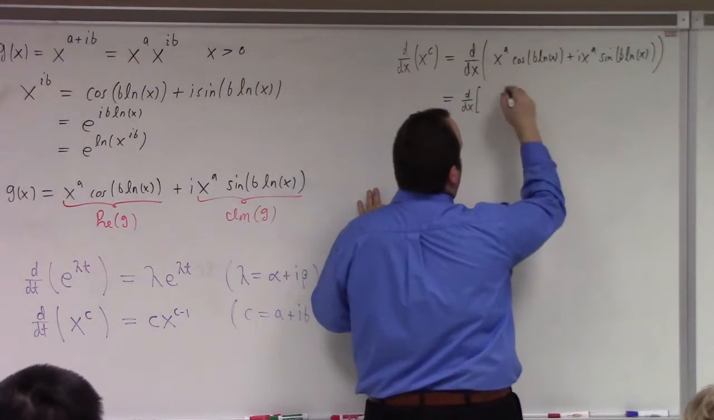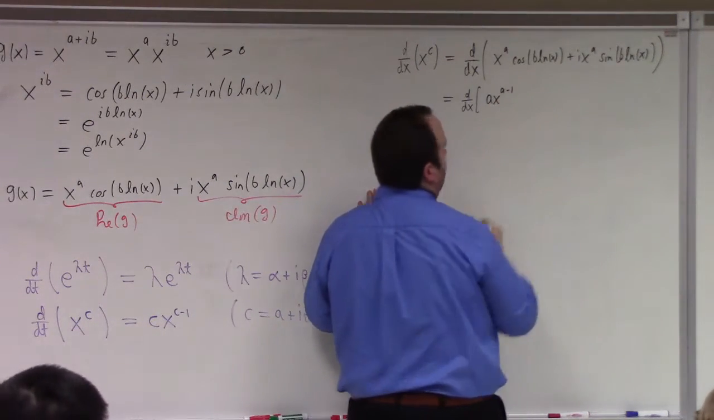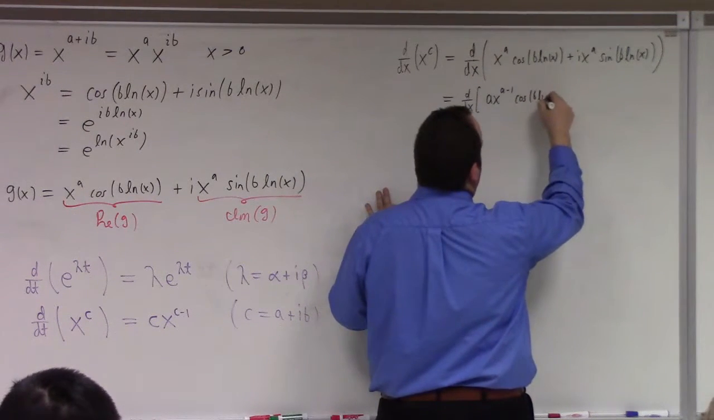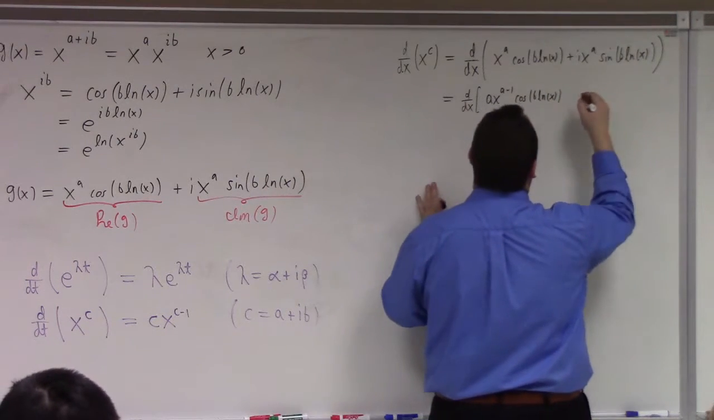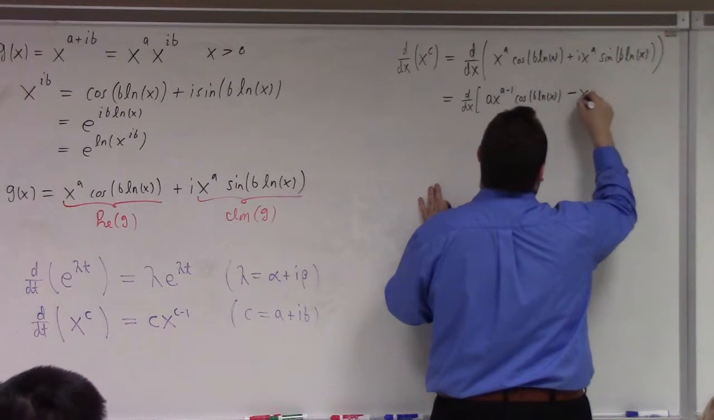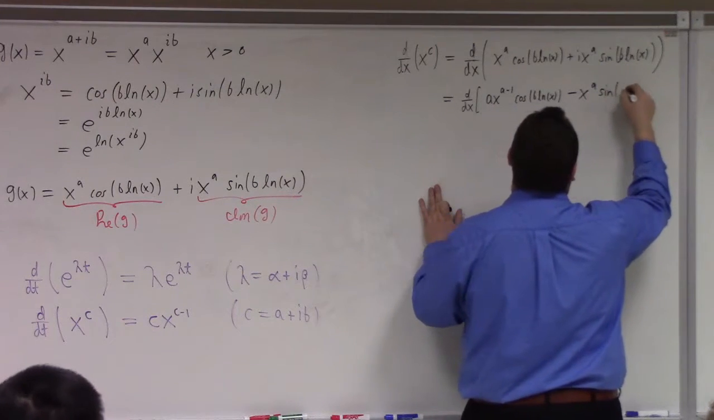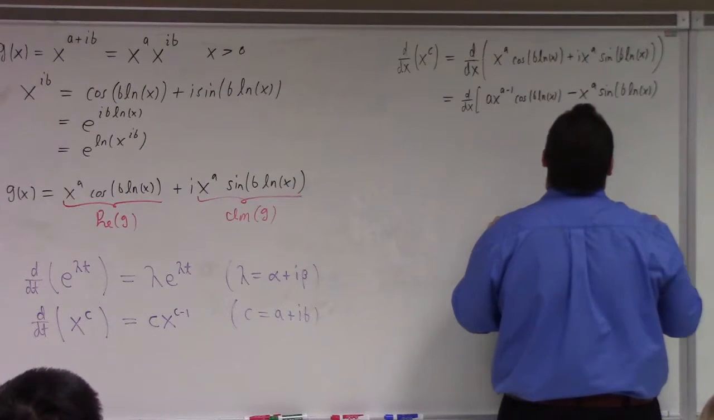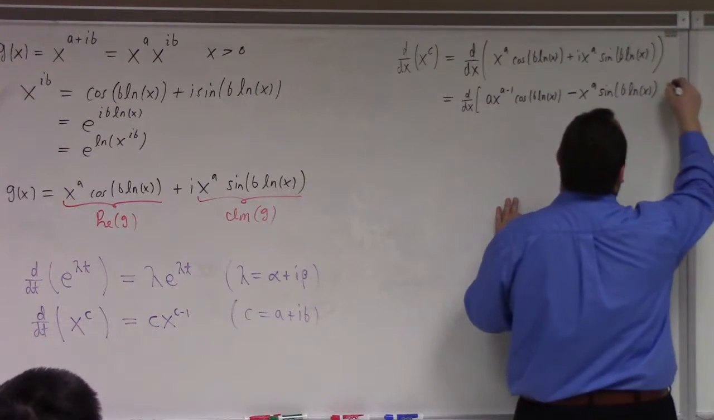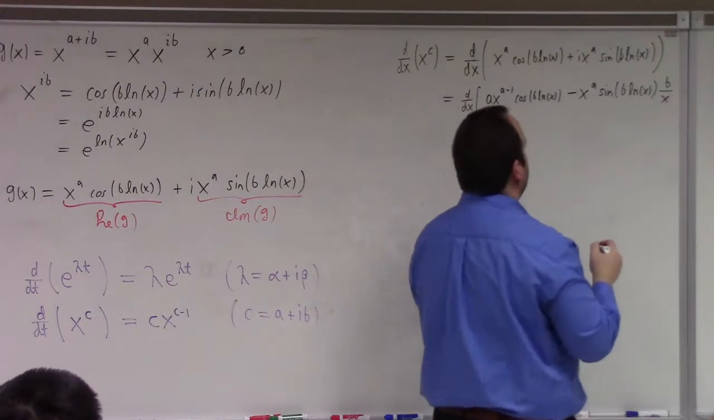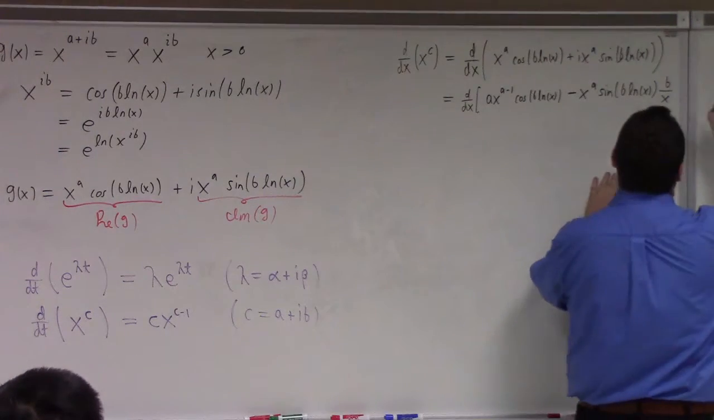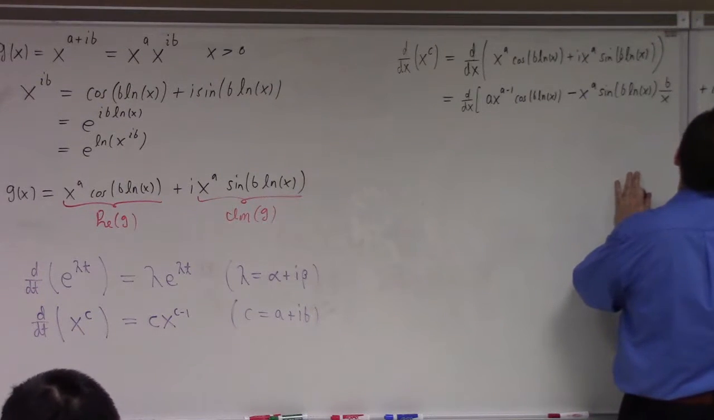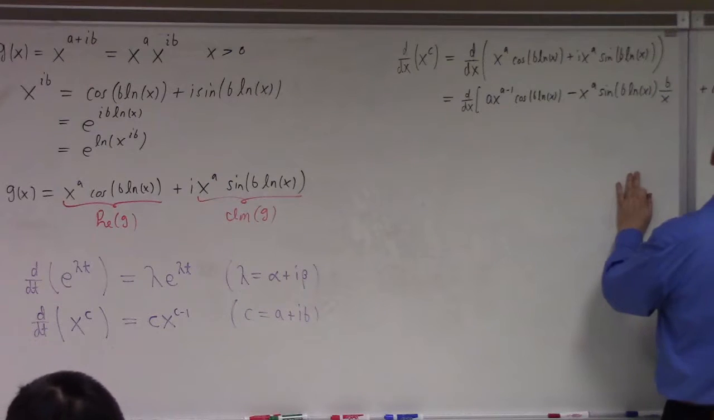All right, so this is a x to the a minus 1. A is a real number, right? Nothing new there. Cosine b log x. And then minus x to the a sine of b log x, and then times b over x, right? It's not that bad, actually. And then plus i a x to the a minus 1 sine of b log x.